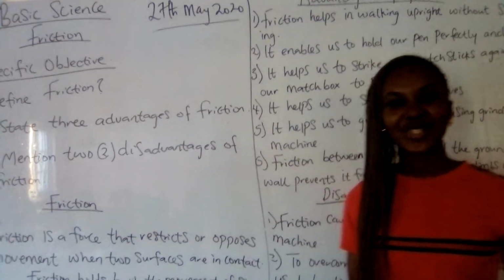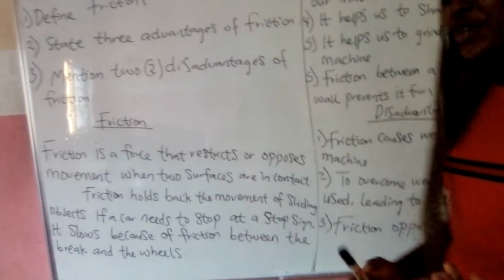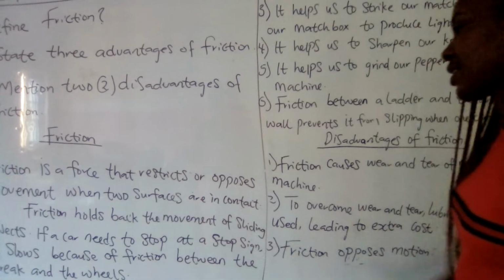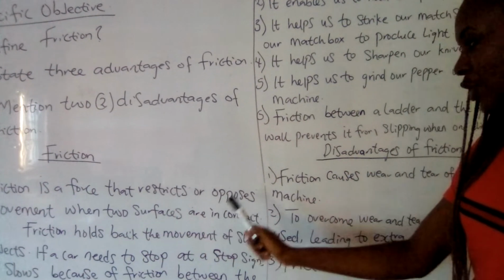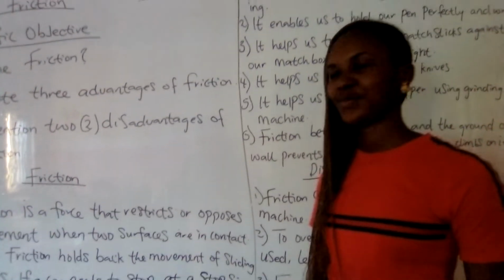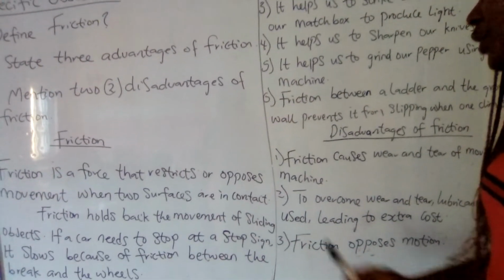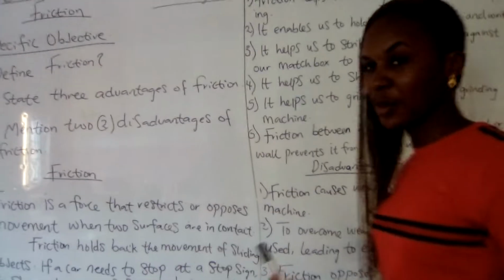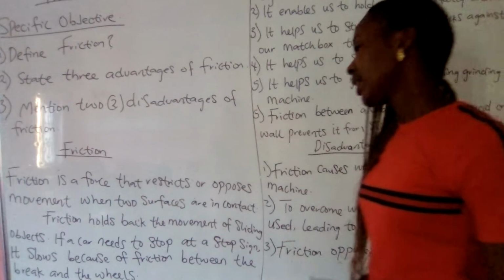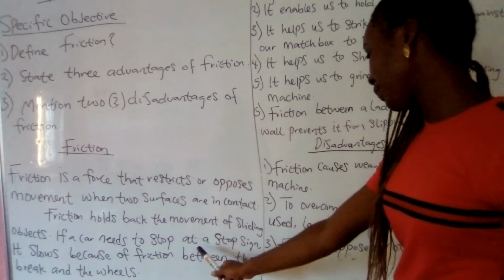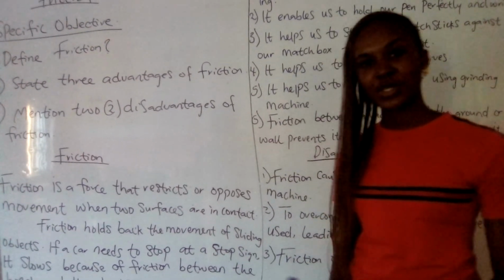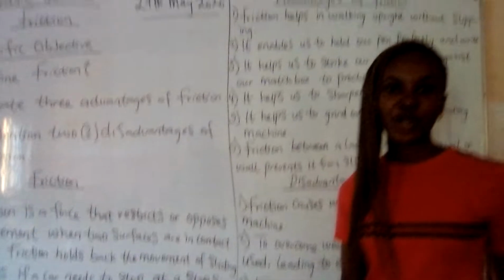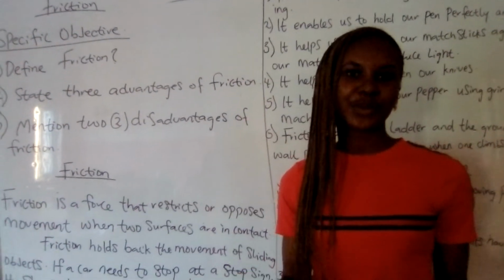Now, what is friction? Friction is a force that restricts or opposes the movement when two surfaces are in contact. Okay? Friction holds back the movement of sliding objects. If a car needs to stop at a stop sign, it stops or slows down because of friction, which occurs between the tire and the wheel.